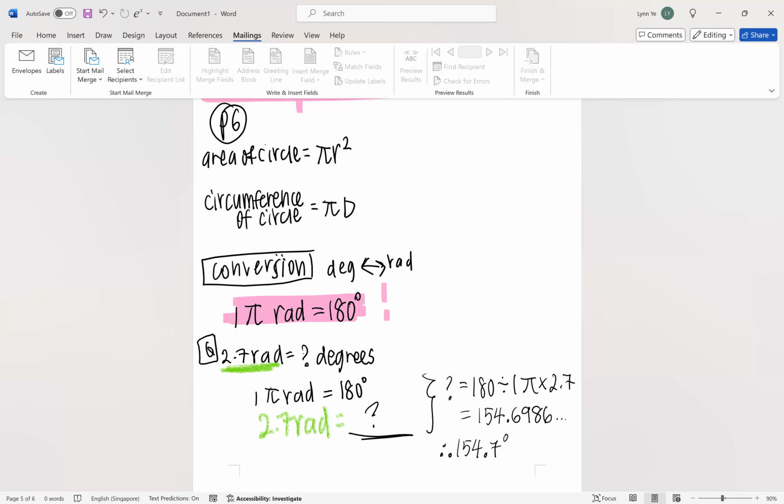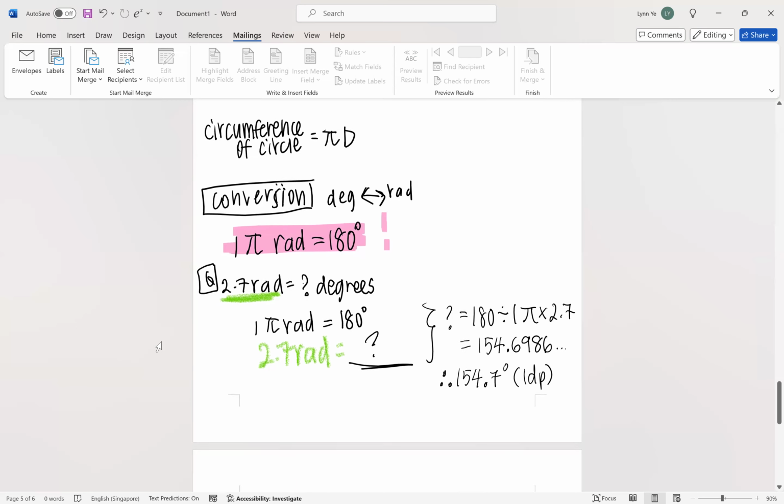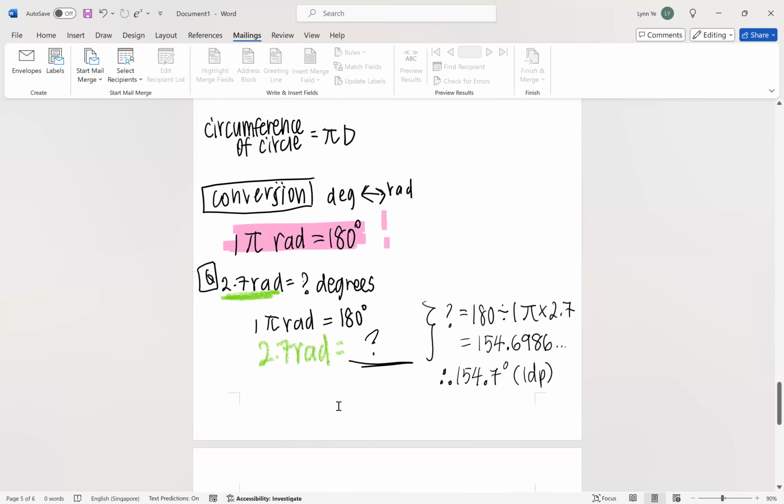1 dp. Very good, you remembered. It's not 3 SF, right? How come you know it's in 1 dp? Because it's degree, so you cannot put into 3 SF. Okay? So that is number 1 conversion.